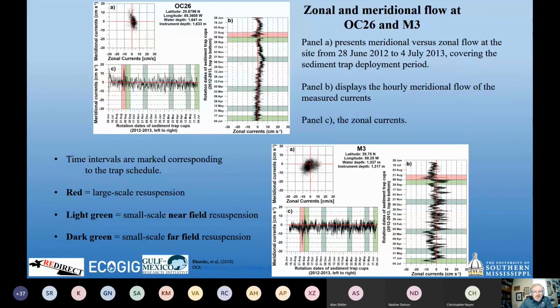If you look at the zonal and meridional flow of the current meters, you can see that there are increases in, let me get my laser pointer here. You can see that this is the hurricane event. The light greens are near-field resuspension events, and the dark greens are far field.